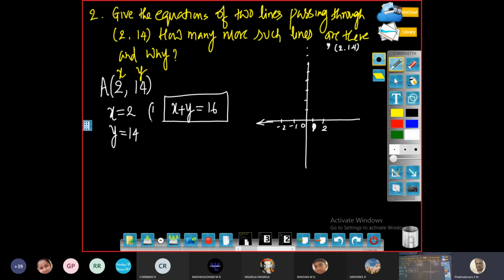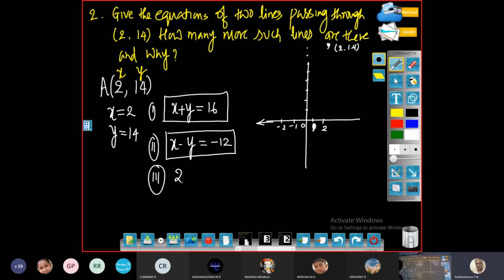Then the second equation, subtract these numbers. X minus y is equal to, what is the answer? Minus 12. So this is the second equation. Third one, you do 2x plus y. 2x means multiply the value of x, 2 into 2, 4. 4 plus 14 is 18. So this is another equation.